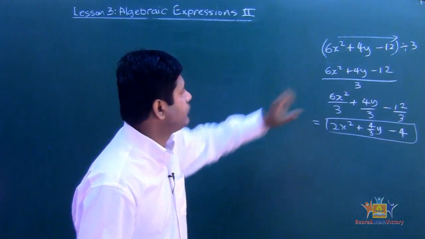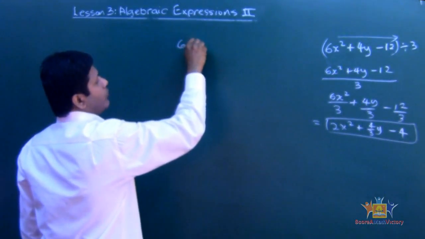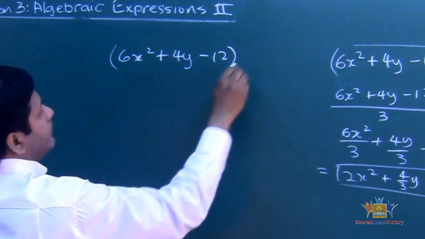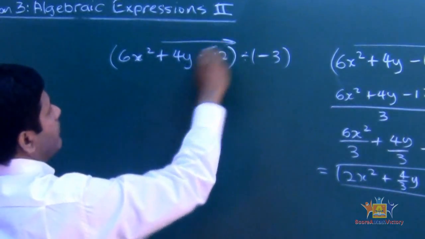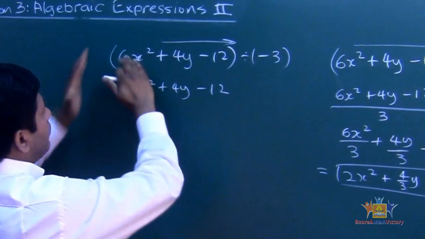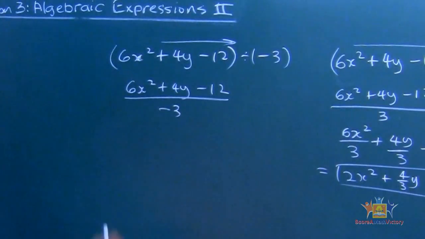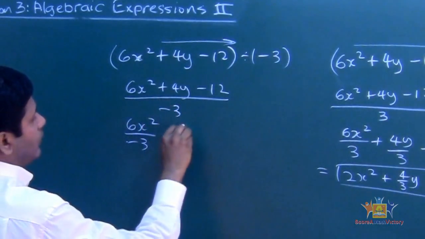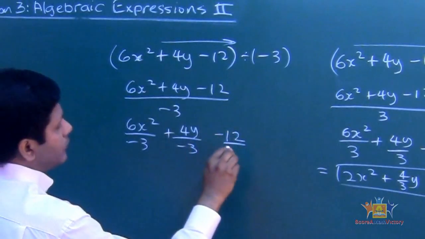Alright, my dear student, Mr. Mac kept this one because I'm going to rewrite it with a divide by negative 3. Okay, so let's do that. 6x squared plus 4y minus 12. We're going to divide this whole thing by negative 3. Okay, so again we're going to do the same thing, the right arrow method. We're going to read exactly what it says: 6x squared plus 4y minus 12, the whole thing I'm dividing by negative 3. Alright, now we're going to separate them. Let's do 6x squared over negative 3 plus 4y over negative 3 minus 12 over negative 3.